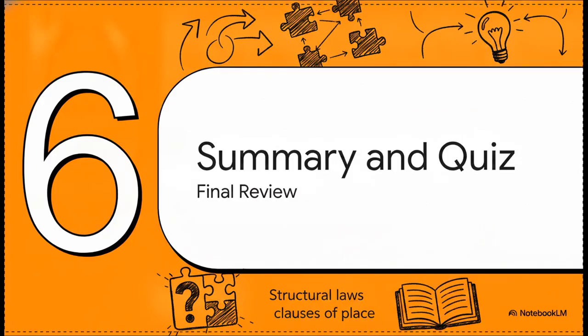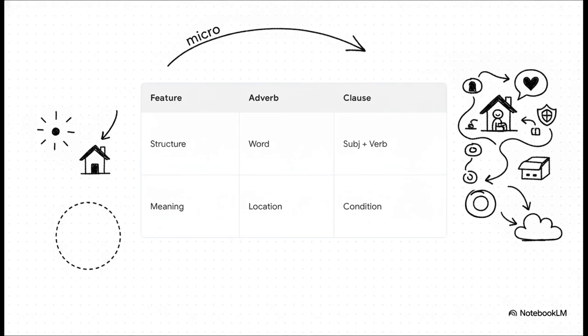All right, time for section 6, summary and final quiz. Let's do a rapid-fire summary of this whole micro to macro evolution. An adverb of place is just a single word showing a basic location, right? Like, she is here. But an adverb clause of place utilizes a conjunction, a subject, and a verb to create a highly specific descriptive condition, completely transforming the sentence into, she sits where she feels safe.